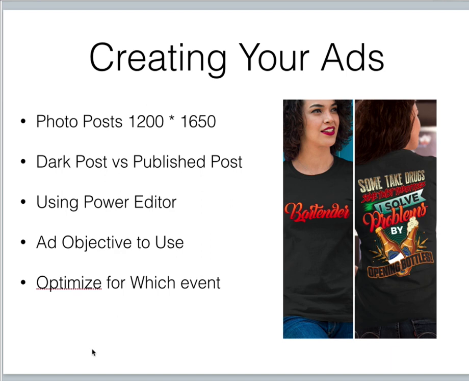With the published post, say you have a page like we do in the bartender niche, where we have thousands of likes. When we do a published post, we get a good amount of organic reach. So before even running ads, we have a slight idea whether the design is going to do well or not. And with the organic reach, on various occasions we also get a few sales out of it. That is the advantage of the published post, whereas a dark post, since it will not be published on the page, you miss out on the initial organic reach.